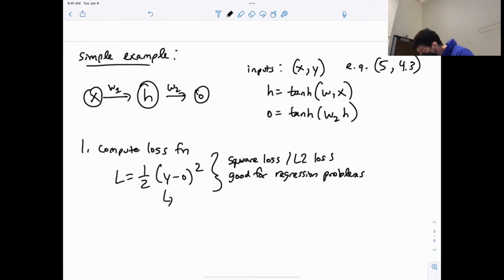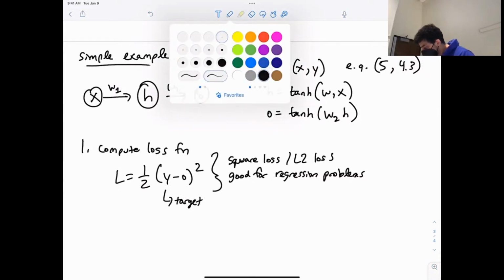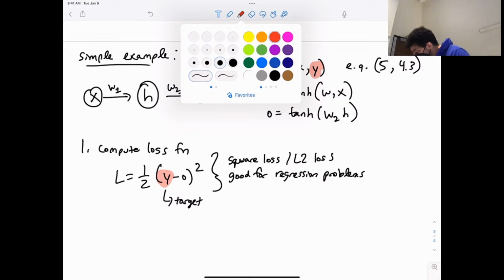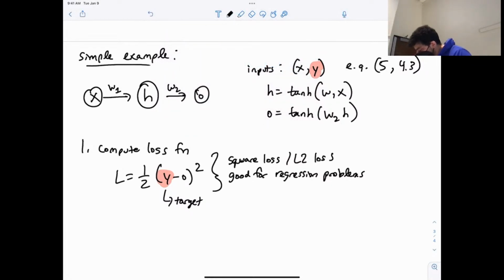So here again, y is our target, which we get from the input. We already know what y should be, and we're trying to make this network predict y. So you can see that our loss function here is basically telling us that if the difference between y and o is small, the loss will be small. If the difference is large, it'll be large, intuitively. So o here is the model's prediction.